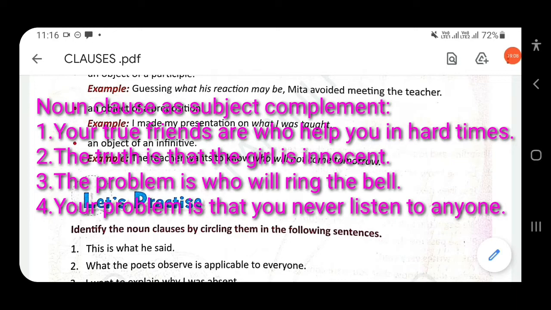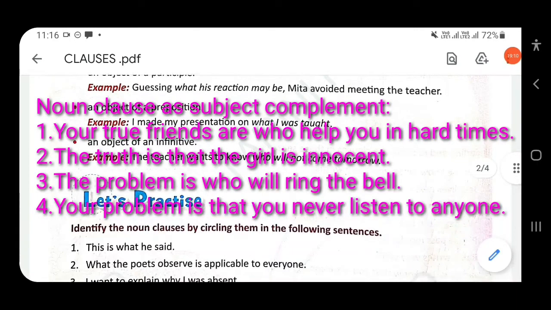So similarly, take another example. The problem is who will ring the bell. The problem is the subject here, and the complement is who will ring the bell. That means who will ring the bell is the subject complement. The problem is equal to who will ring the bell. So who will ring the bell is a noun clause, and it functions as the subject complement. Clear?